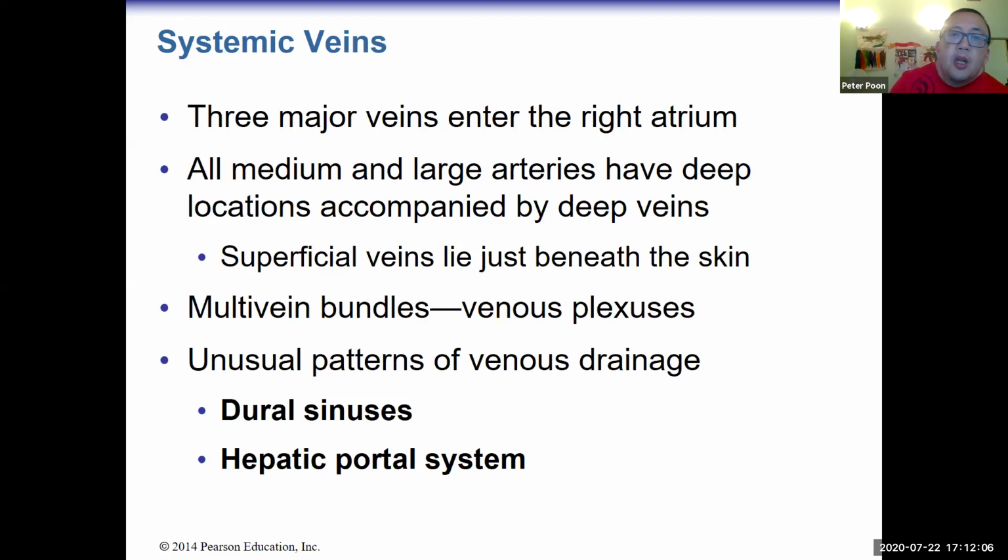Okay. All medium and large arteries have deep locations that are accompanied by deep veins. First of all, our arteries are much deeper than our veins. They're under higher pressure and they hurt more. So if you damage an artery, it actually hurts tremendously, as opposed to poking a vein. So all medium and large arteries have locations that are accompanied by deep veins.